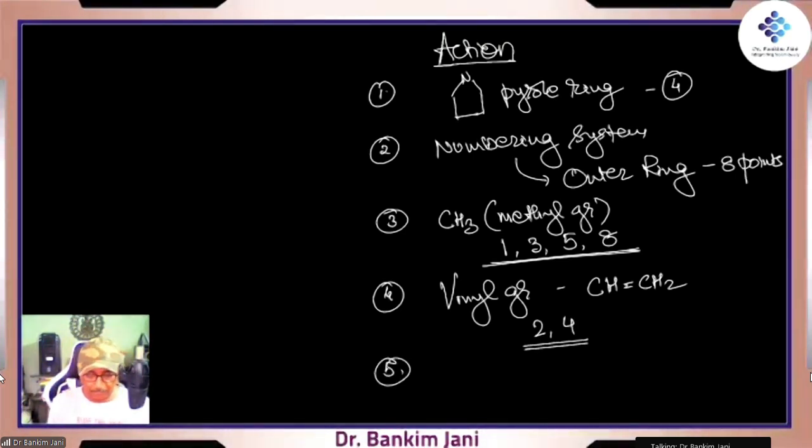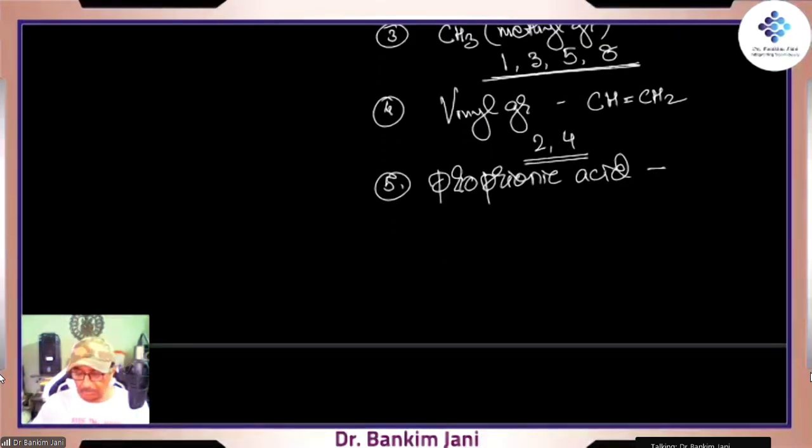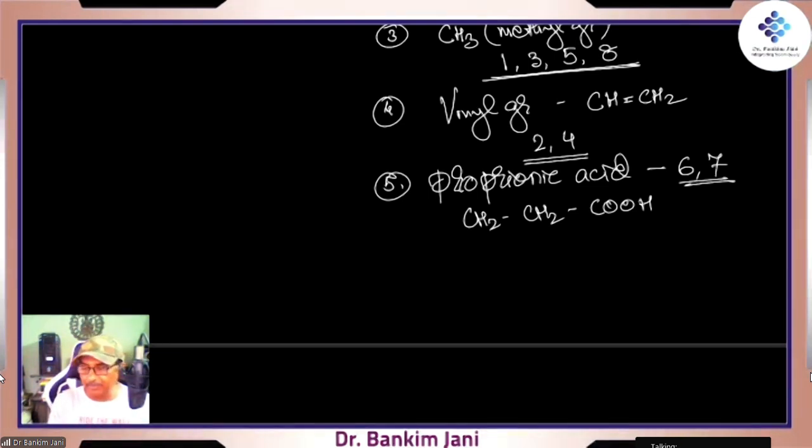Then there is one more group, called propionic acid. This propionic acid will go on what is left out: 1, 2, 3, 4, 5, 6, and 7 are taken, so it goes on 6 and 7. This is CH2, CH2, COOH. So thus we have occupied all outer positions, 1 through 8, and all are locked.